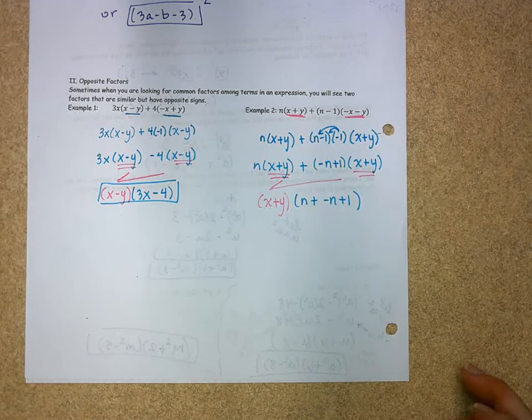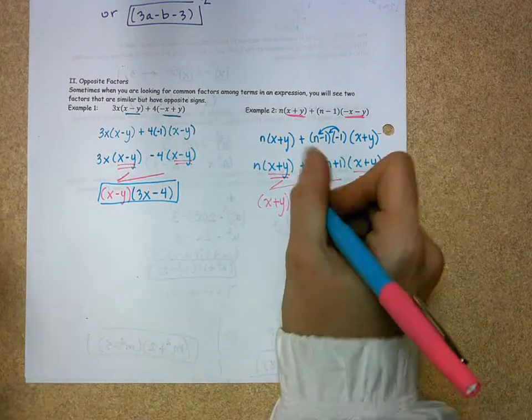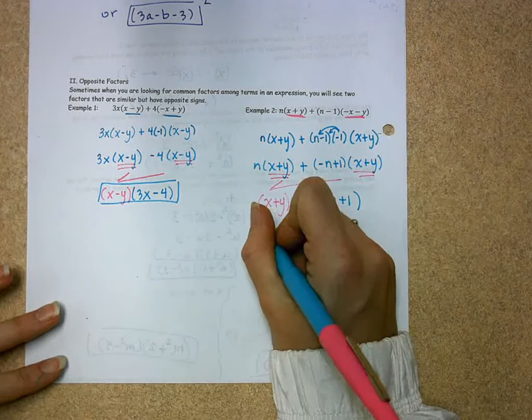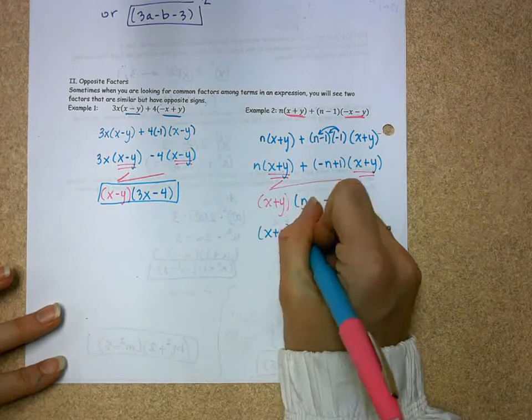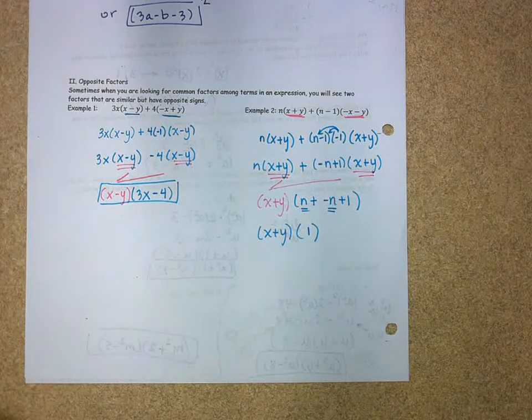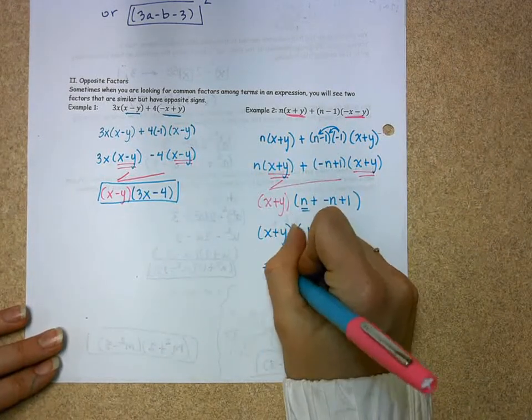You can make it 0. Yeah, I can add up the n plus the negative n to get 0. So I have x plus y multiplied by 0 plus 1, which is 1. Do I even need to put that times 1? No, it just is x plus y.